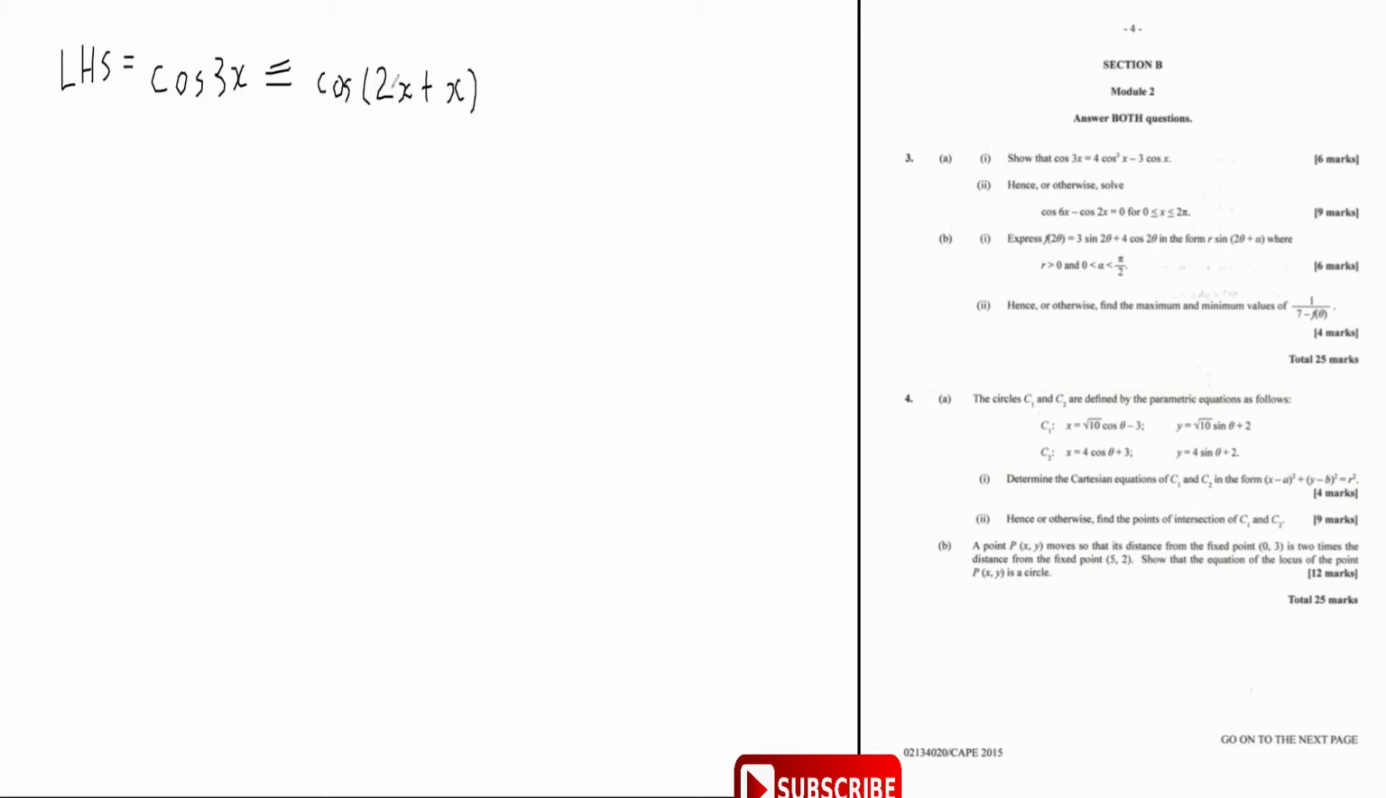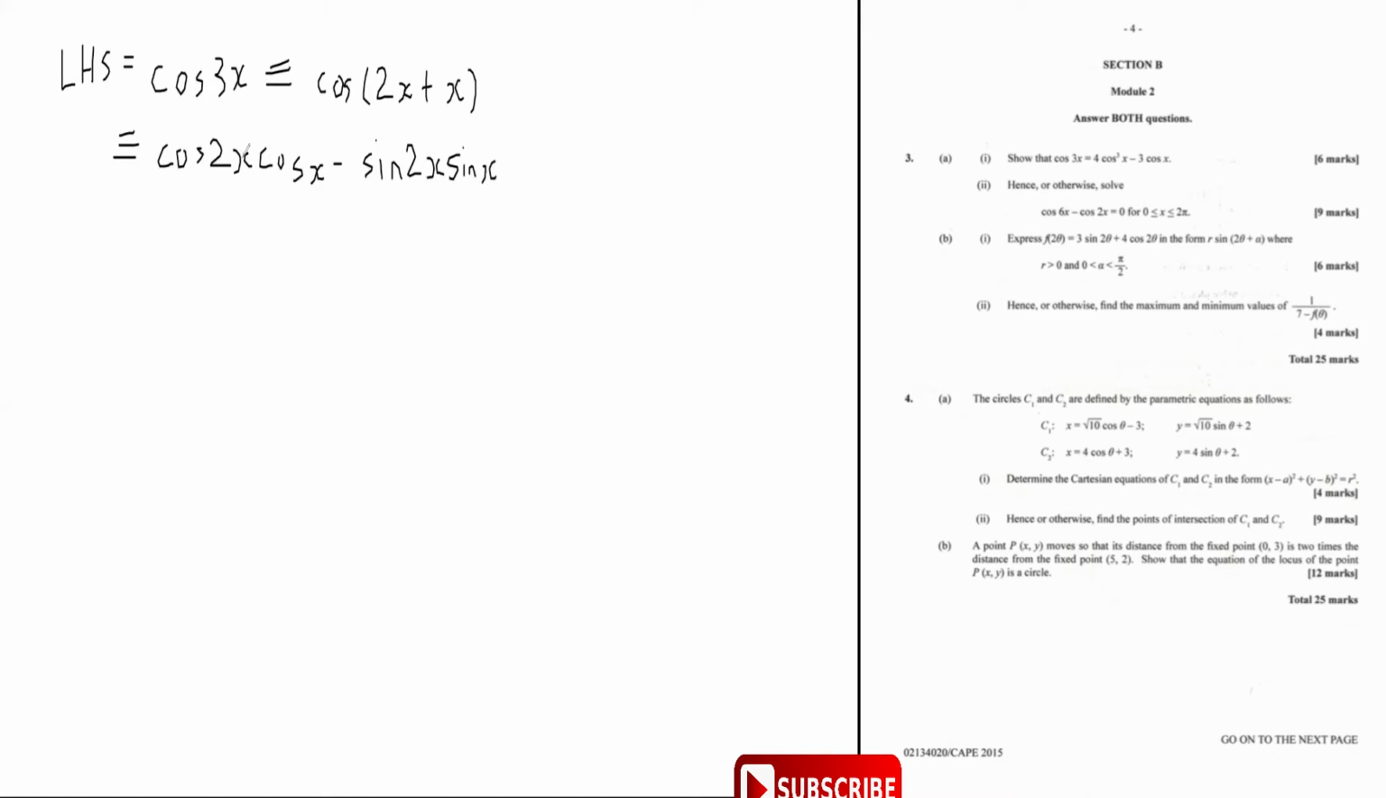But then we know what the compound angle formula is for this. Cos 2x plus x is given by cos 2x cos x minus sin 2x sin x. But now we reach where we need to use the double angle formulae.